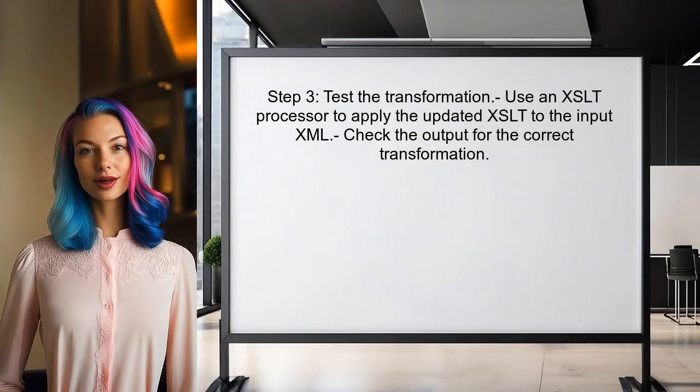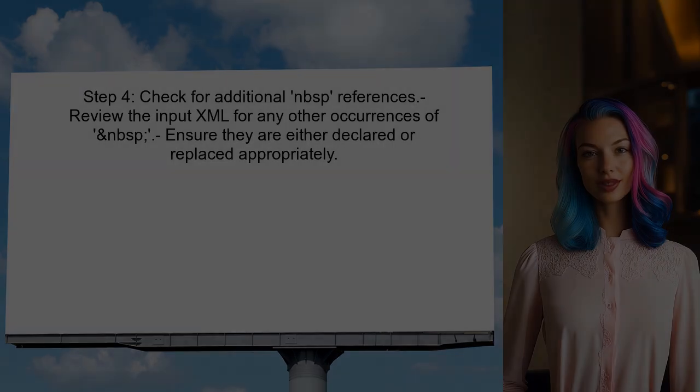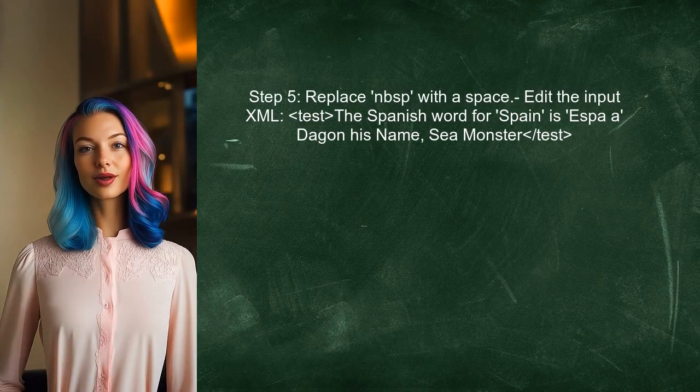After updating the XSLT, the user should test the transformation again. This will help confirm if the changes have resolved the entity declaration issue. If the problem persists, the user may need to check for any additional references to the nbsp entity in the XML. Ensuring all instances are correctly handled is essential. Finally, if all else fails, the user can consider replacing the nbsp entity directly in the XML with a regular space. This is a straightforward workaround.